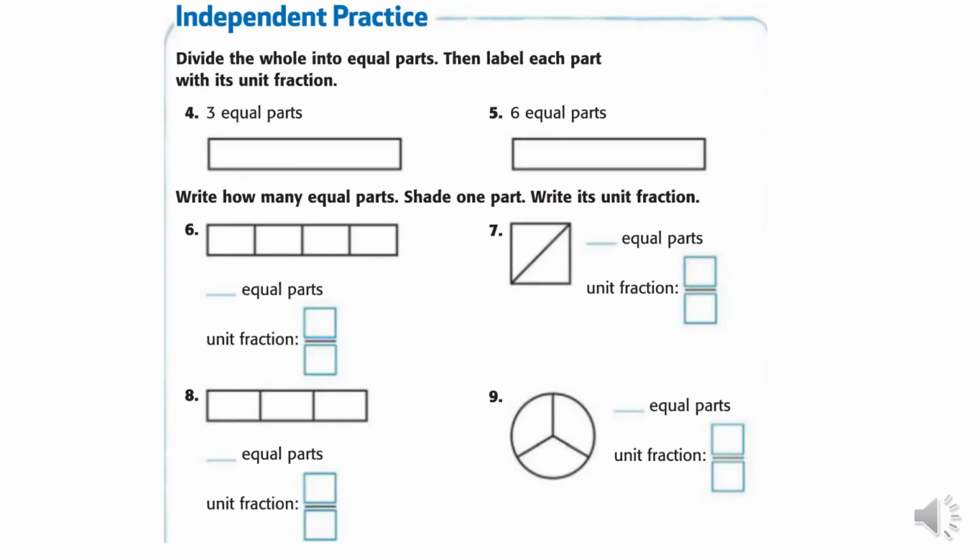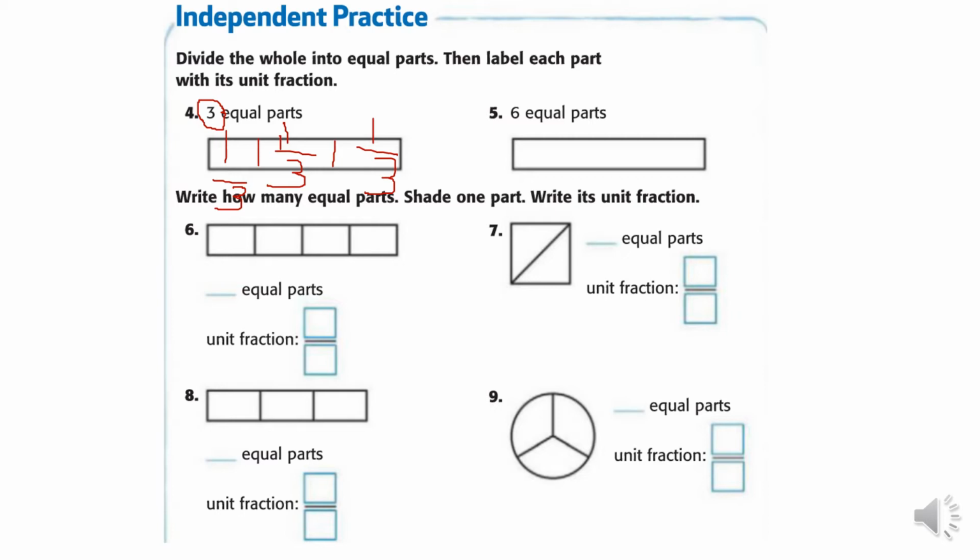Okay, this one is the same as the last exercise. So divide the whole into equal parts and then label each part with its unit fraction. And number 4, they're asking you for 3 equal parts, 1 and 2 and 3. They're telling you which number goes under the line. So this one is 1/3, sorry, and 1/3. Yes, I'm sorry about the letters.